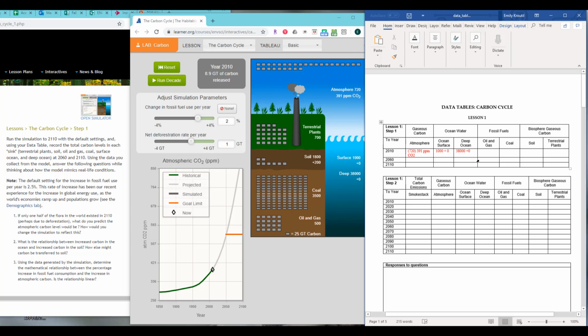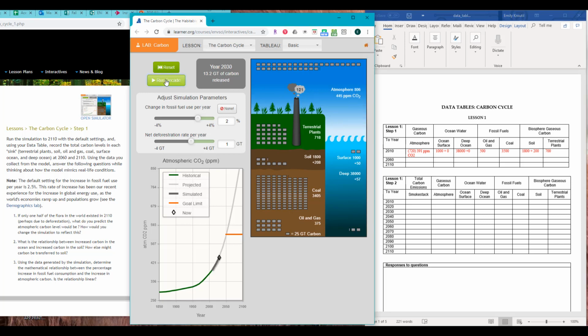Oil and gas, I'll put 500. Coal, soil, and terrestrial plants. Okay, so I'm just going to leave it like that. And then I can always edit it later, but at least I've got all the information I need. So I'm going to run a decade. This is 2020, 30, 40, 50, 2060.